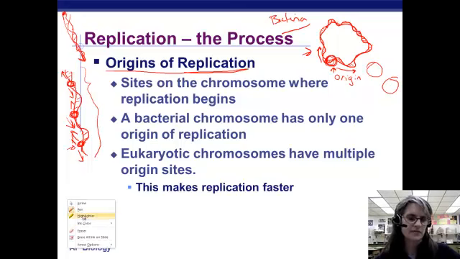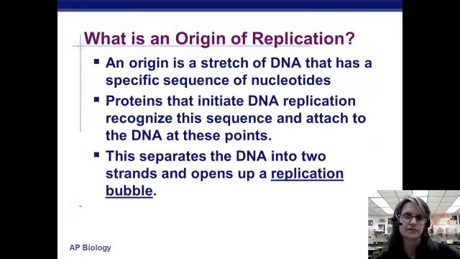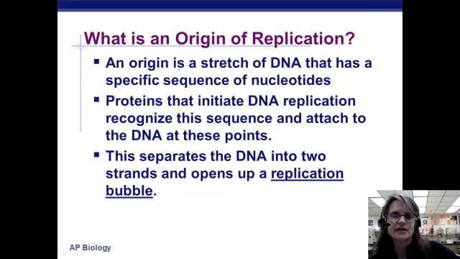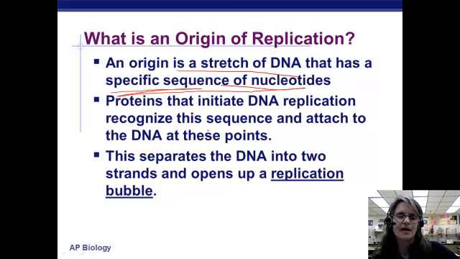Okay? So that's an important difference between prokaryotes and eukaryotes in terms of replication. So an origin of replication, then, is a region on the DNA that has a specific sequence of nucleotides, and that sequence is recognized by certain proteins, enzymes perhaps, that will recognize that sequence and attach to the DNA at that point so that they can start copying the DNA.